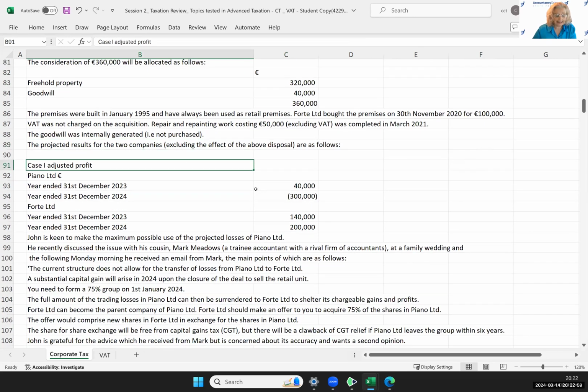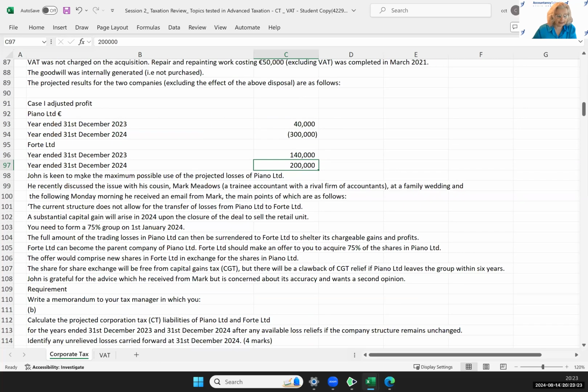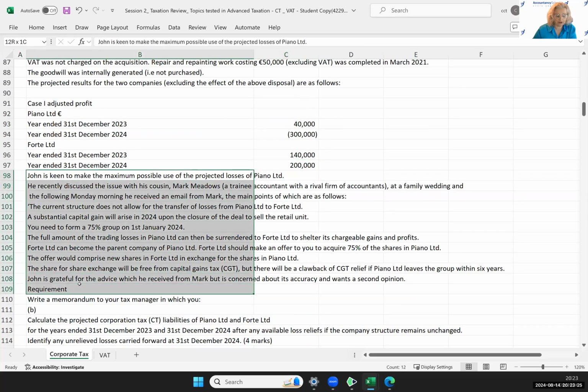So they've got case one adjusted profits. Piano Limited has, for year ending 31st December 2023, case one income of 40,000 and a case one loss of 300,000. Forte, for the year ending 31st December 23, has case one income of 140 and case one income of 200,000. Never mind all of this stuff for the moment.